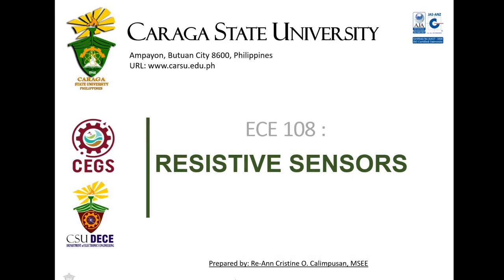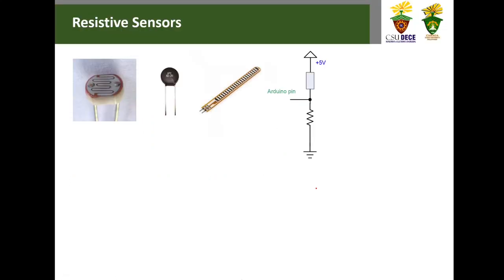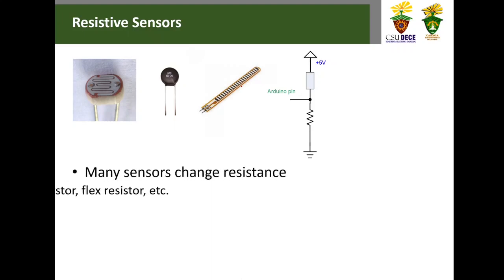Everyone, good day again. Let us continue our topic with resistive sensors. So for today we will be talking about just resistive sensors. There are actually several sensors, and one of the simple ones is the resistive sensor. This sensor changes resistance according to the change of environment.